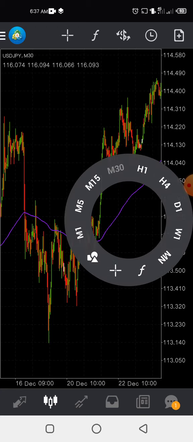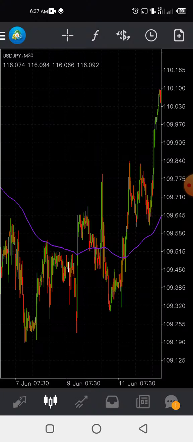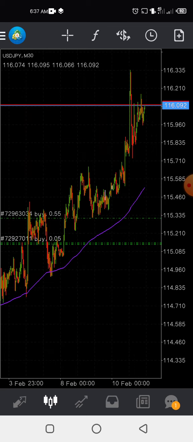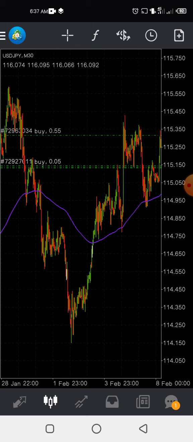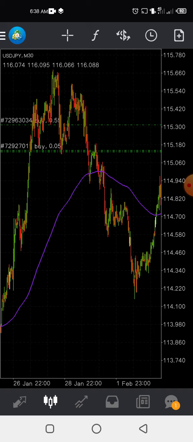Now, as you can see here, I have put the 200 EMA, the 200 exponential moving average on the close. As you all know, the 200 EMA is one of the most powerful indicators, and it is one of the best for determining the trend. So you see where I'm heading. If you have the 200 EMA with you, everything gets easier.